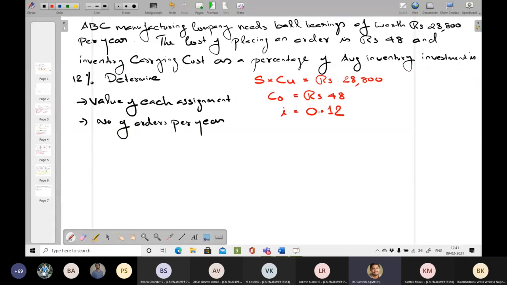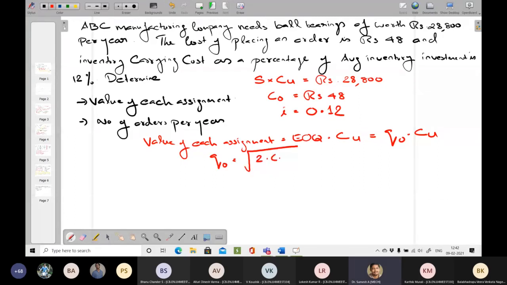They didn't ask you to calculate the EOQ. They have asked you to calculate the value of each assignment. So the value of each assignment will be EOQ into CU, which equals Q naught into CU. And Q naught equals square root of 2 into C naught into S divided by CU into I.